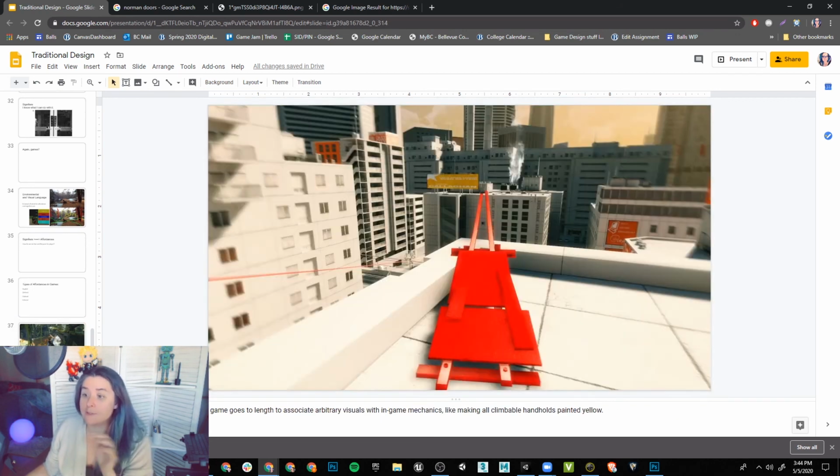Okay. Defined. Defined affordances are when the game goes to length to associate arbitrary visuals within game mechanics, like making all climbable handholds painted yellow, or in Mirror's Edge when you know you need to go that way because it's painted red, because reasons, right? Now, there's no reason that contractors and designers of this city would have decided to paint this thing red. It's red for the player. And this too tends to break from immersion, right? These things glowing bright red go this way, or all handholds are yellow because reasons.